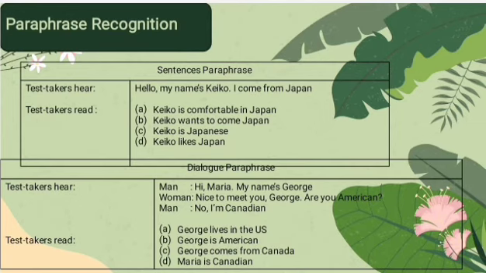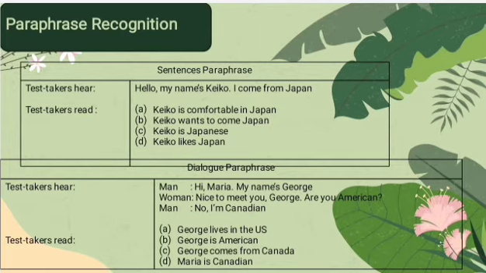Alright, we move on to the second level, which is paraphrase recognition. In this level, there are two stimuli. The first one is sentence paraphrase and the second one is dialogue paraphrase. Let's take a look at the sentence paraphrase example.